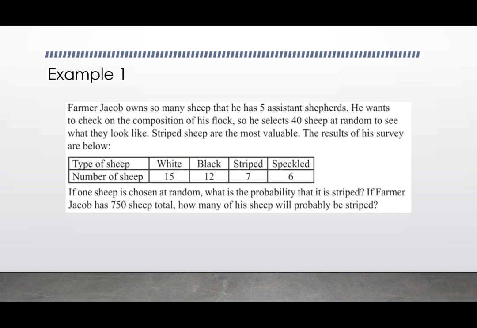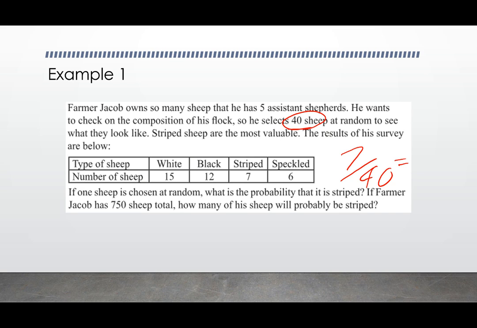So we're looking at kind of percentages here. You can think of it like that. So of the sample here, remember there are 40 if you add up all of these, right? So let me just double check that. 15 plus 12 is 27. 27 plus 7 is 34. 34 plus 6 is 40. Yeah, it did say he selected 40, but I just want to make sure. So we've got 40 sheep. So 7 out of the 40 are striped.